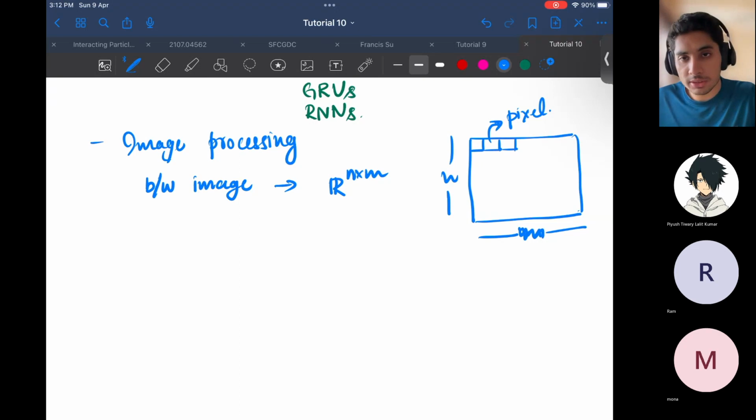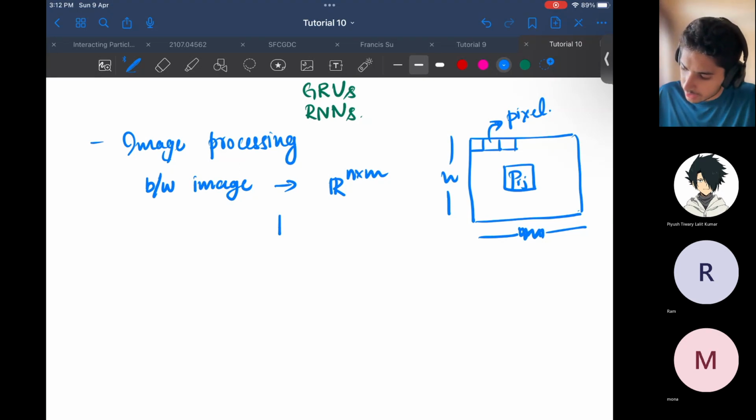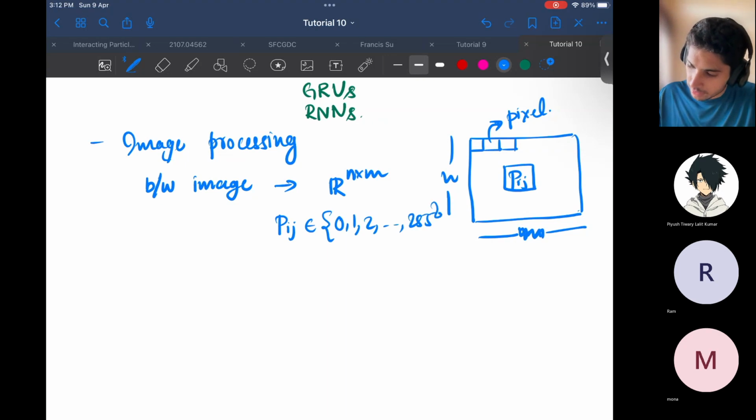More specifically, a particular pixel here is like Pij, the i, jth element of this matrix is a pixel, right? And there is some constraint on Pij. In particular, Pij can only take values between 0, 1, 2 till 255.